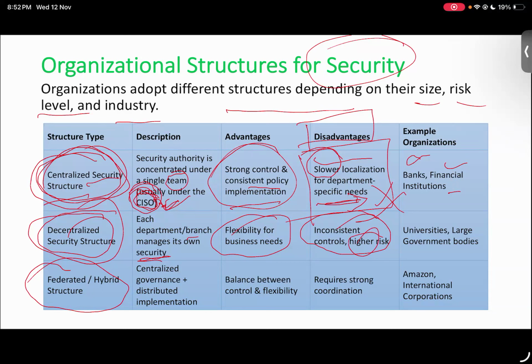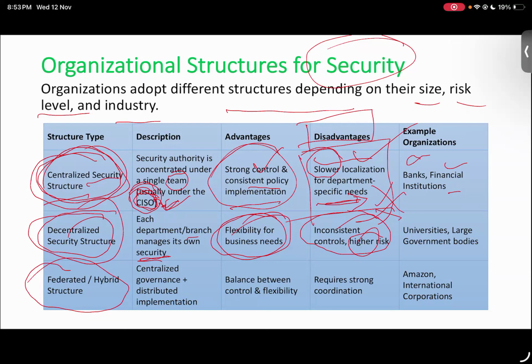So you're seeing how it is managed. If you have central strong, the security is strong, but slower implementation. But if you distribute, you'll be flexible with the business need, but there could be an inconsistency and the risk. So this is what we need to understand.